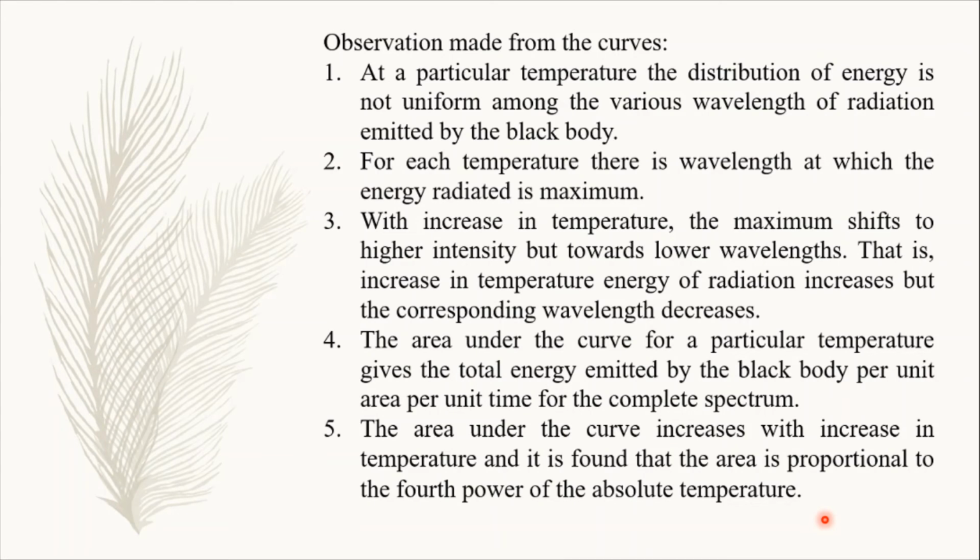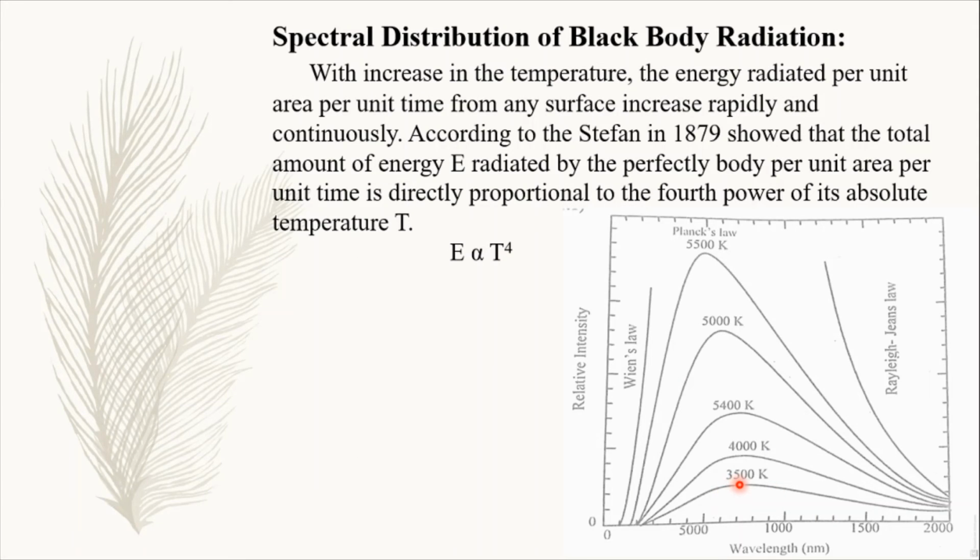These are some observations that are seen from that graph. At a particular temperature, the distribution of energy is not uniform among the various wavelengths of radiation emitted by the black body. For each temperature, there is a wavelength at which the energy radiated is maximum. That means for each temperature, there is a peak. After that, the relative intensity of radiation decreases. And the wavelength is shifting towards the lower side. Yes or no?